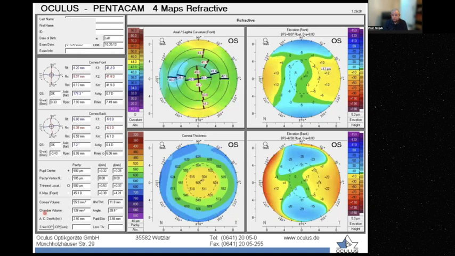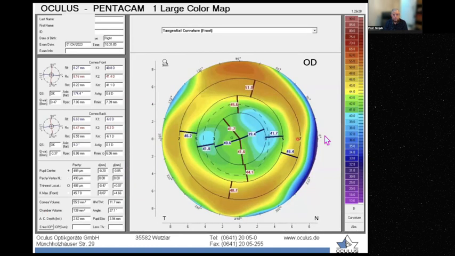This is the left eye. Now, how do I know that? You go to the tangential curvature front. You see there is a contour, the limits of the ablated zone. Look, this is a flat area, and this is a steep area. So the cornea was ablated centrally, which means previous myopic treatment. So this patient is post-myopic.